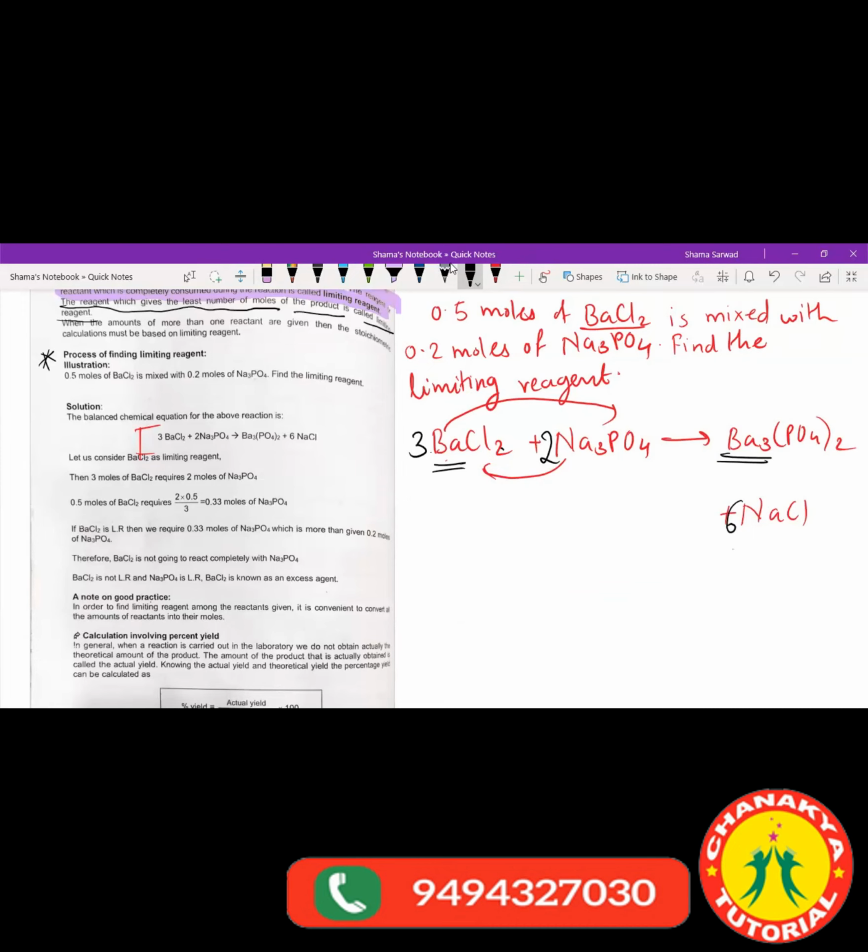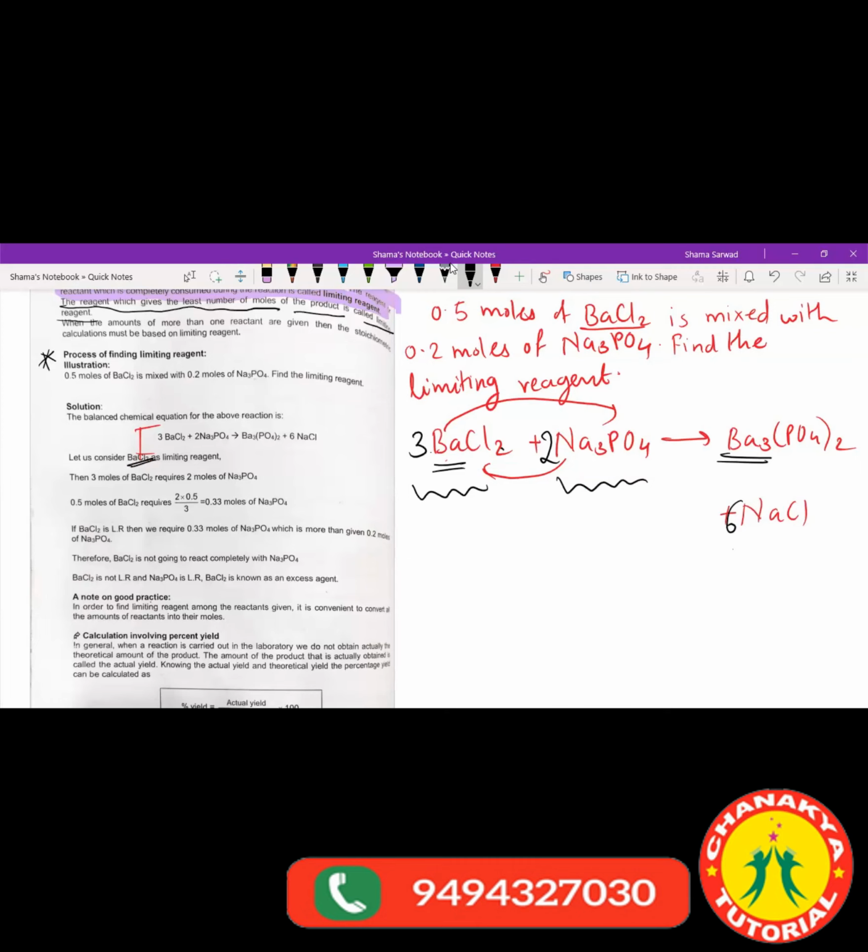So this is your balance equation now. Now, how to find the limiting reagent? To find it out, you have to assume that among these two, barium chloride and sodium phosphate, one of the reagents is a limiting reagent. So we are going to consider barium chloride as a limiting reagent.